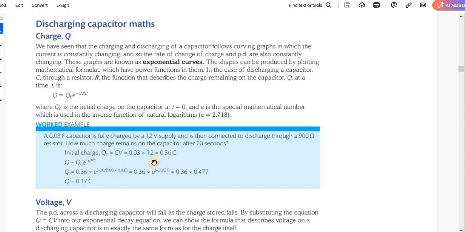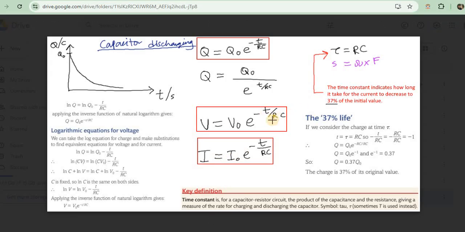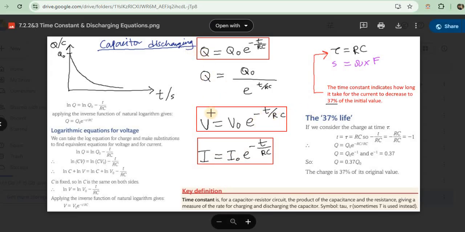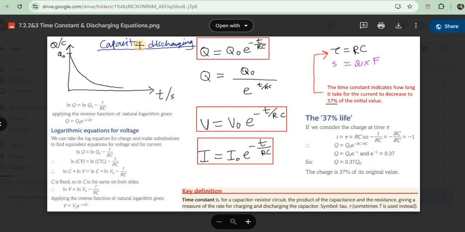Now we can use this here. Q is equal to Q naught e to the power minus T over RC. Q naught is 0.36 coulombs, then T they have given. So remember, I told you when we have these equations, for a certain time t, we can find the charge on the capacitor, the potential difference across the capacitor, and the current through the capacitor, using these equations when the capacitor is discharging, not when it is charging.